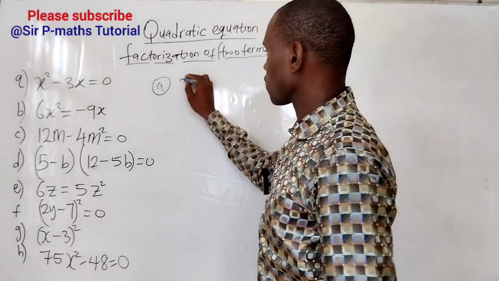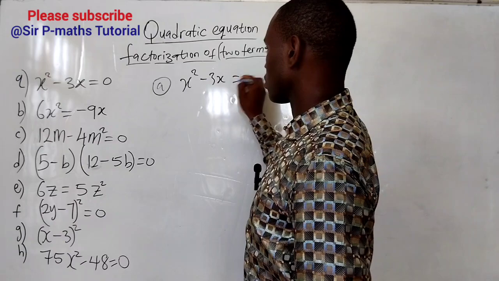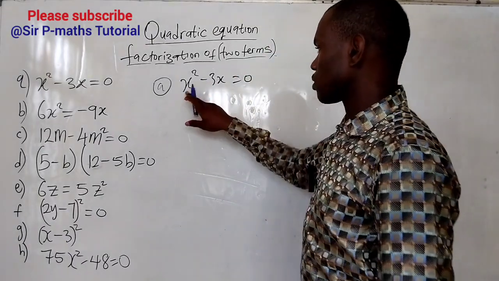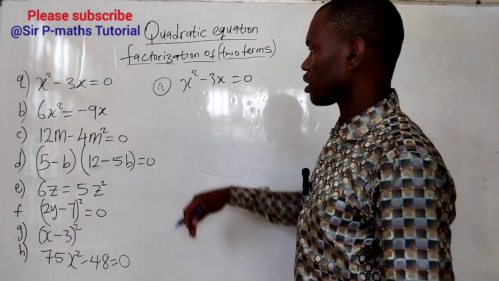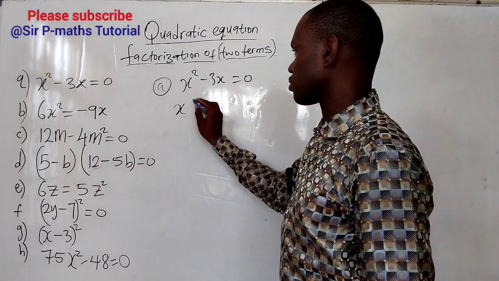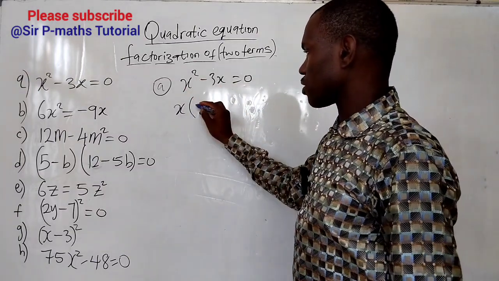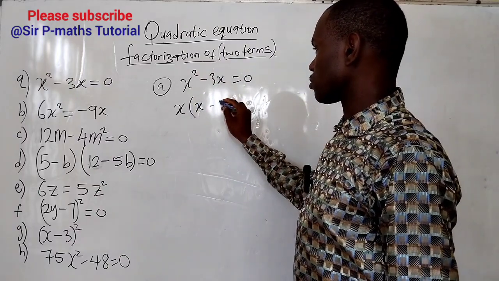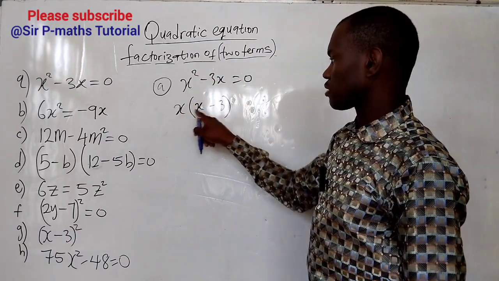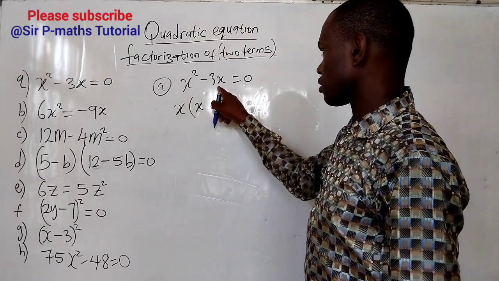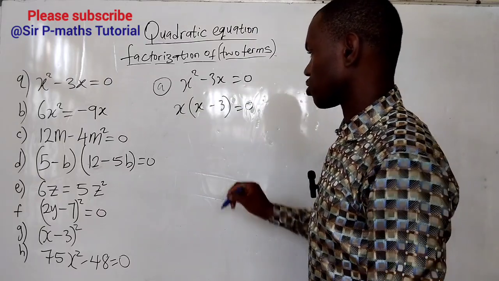For the first one, I have x squared minus 3x equal to 0. Check out for the common term here, bring it outside. The common term is x. X is here and x is here. Now what we have remaining here is x minus 3. X times x squared, x times 3, 3x, equal to 0.